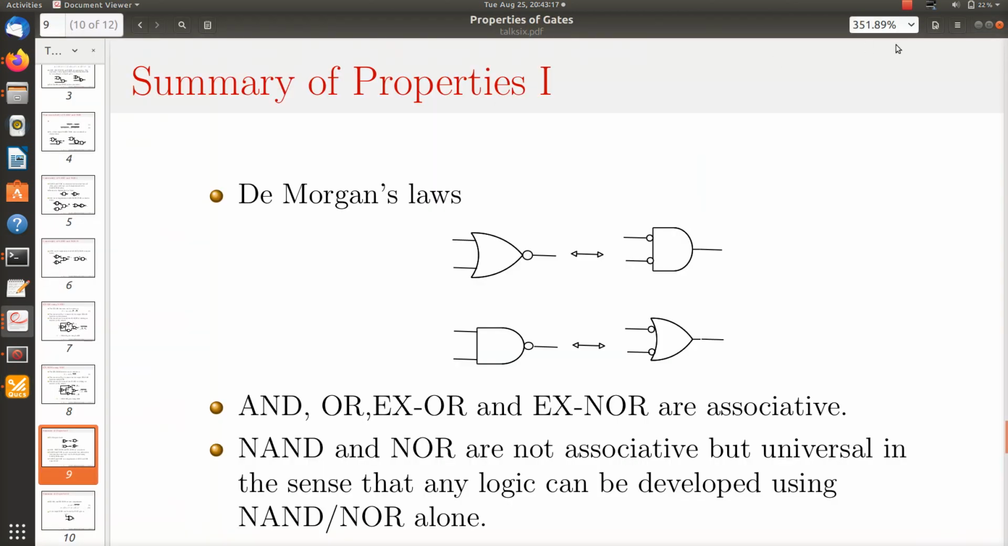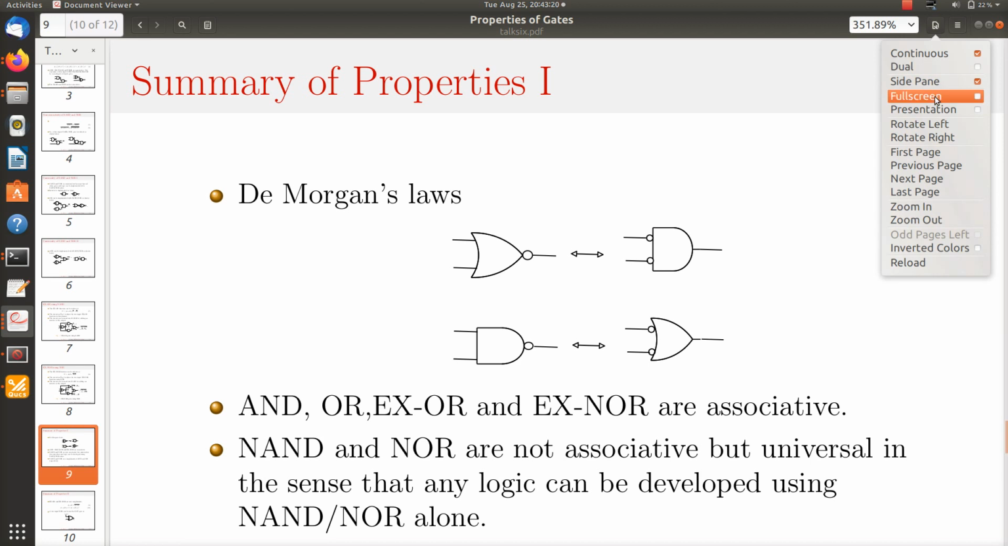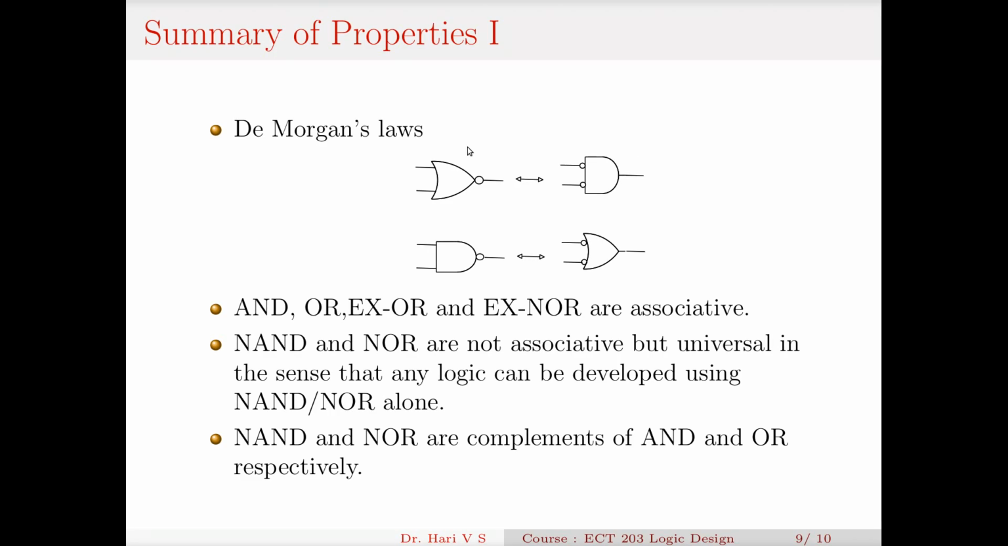Now let us summarize these properties. De Morgan's theorem says that A and B complement is A or B all complement, which is nothing but A complement and B complement. This bubble indicates a complement. This is A, this is B, and whatever goes into this AND gate is A bar and B bar. That is equivalent to A or B complement. Likewise here it is A and B all complement, which is equal to A bar or B bar.